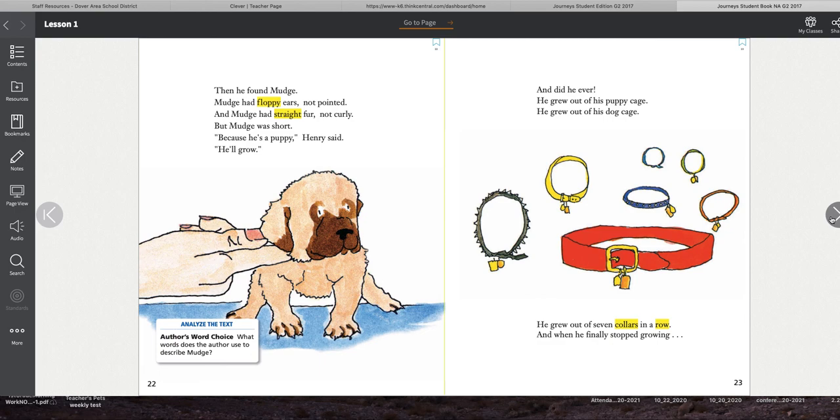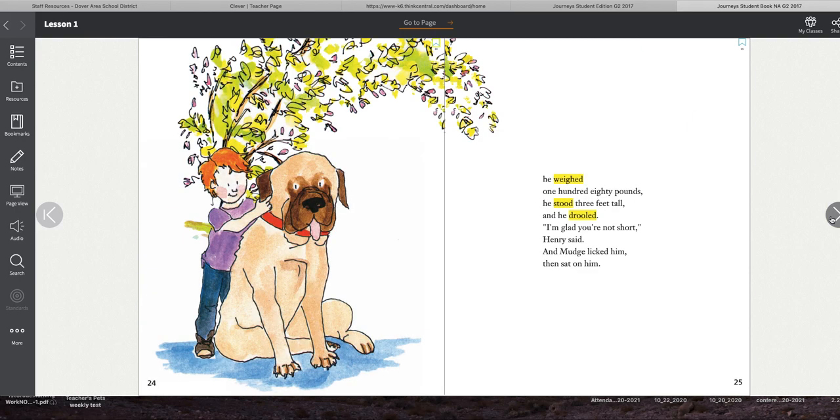He grew out of his puppy cage. He grew out of his dog cage. He grew out of 7 collars in a row. And when he finally stopped growing, he weighed 180 pounds. He stood 3 feet tall, and he drooled. "I'm glad you're not short," Henry said. And Mudge licked him and then sat on him.